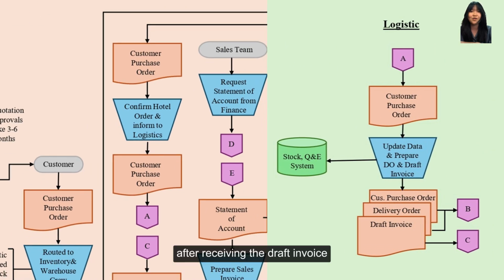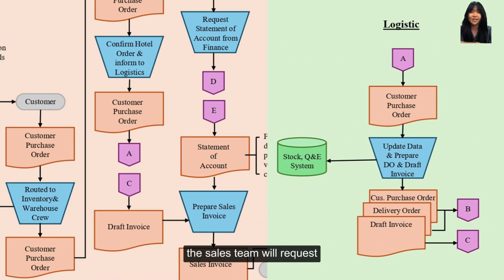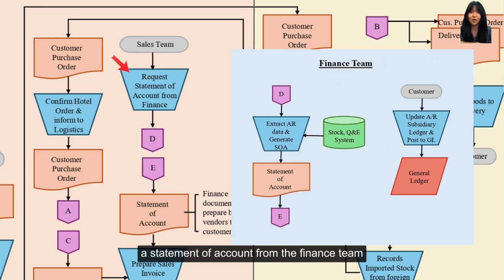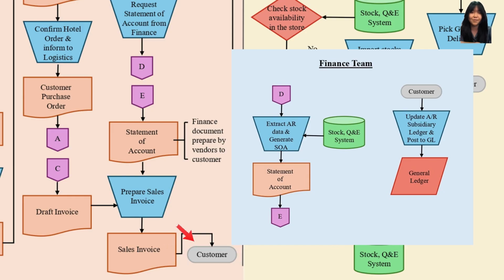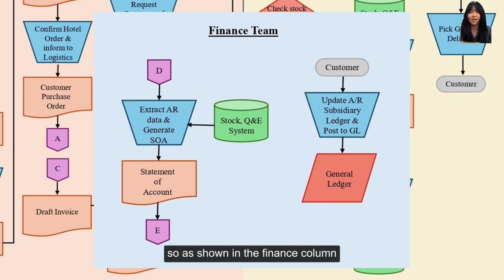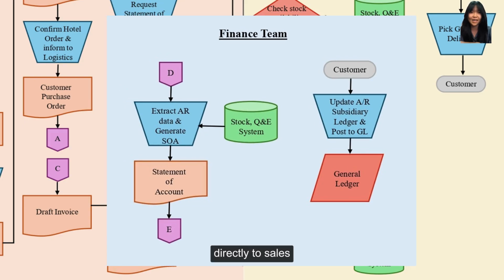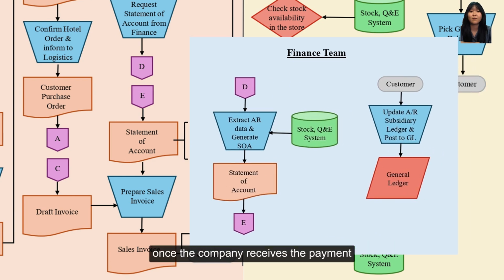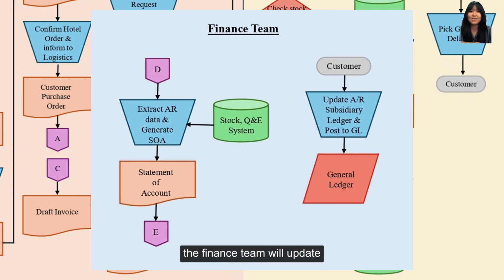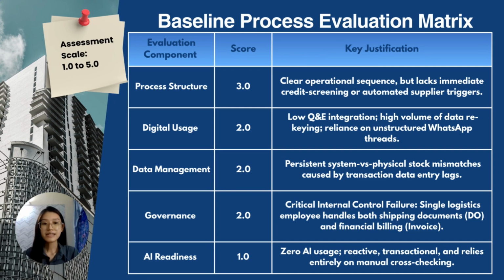After receiving the draft invoice, the sales team will request a statement of account from the finance team to prepare the final sales invoice, which needs to be sent to the customer. As shown in the finance column, they extract and send this account receivable data directly to the sales team. Finally, once the company receives the payment from the customer, the finance team will update the account receivable ledger to complete the cycle. Next, I will talk about the baseline process evaluation metric.